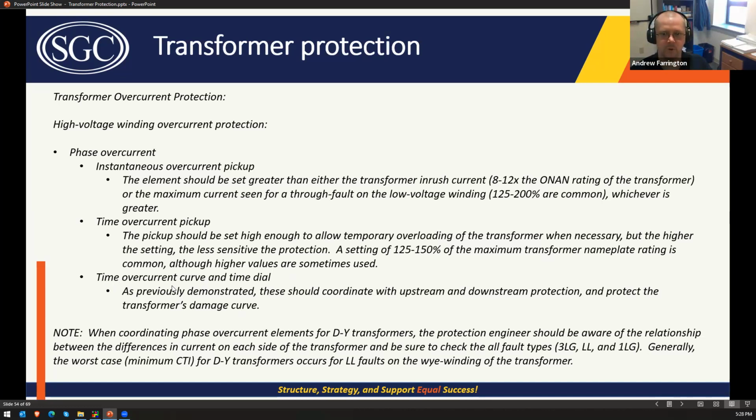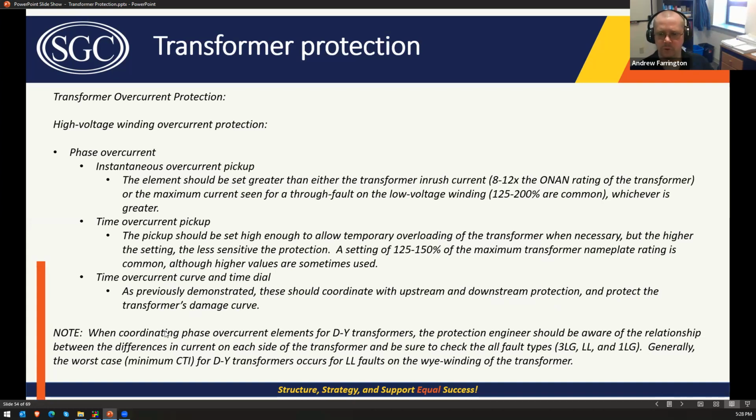The time overcurrent curve and time dial, as previously demonstrated, we went over this during the Aspen One-Liner class too, on how to actually coordinate a fuse and a recloser with a transformer damage curve. The high side phase overcurrent elements should coordinate with the upstream and downstream protection and protect the transformer's damage curve.